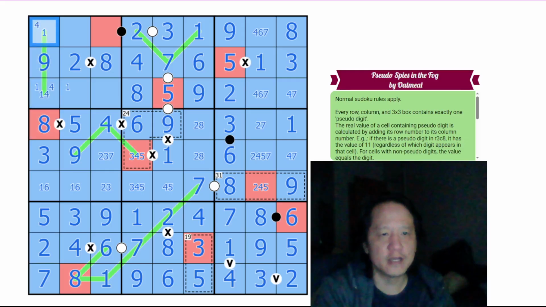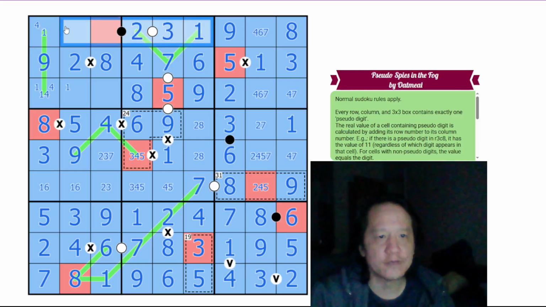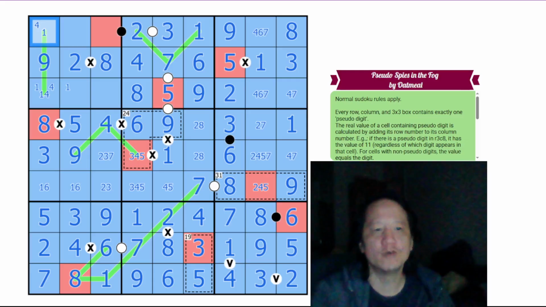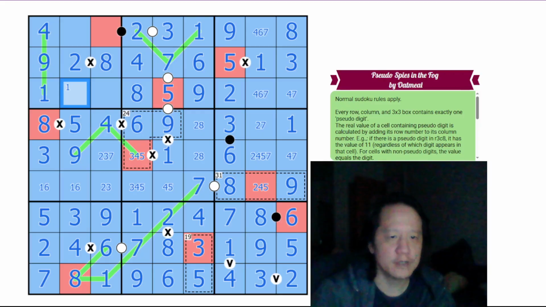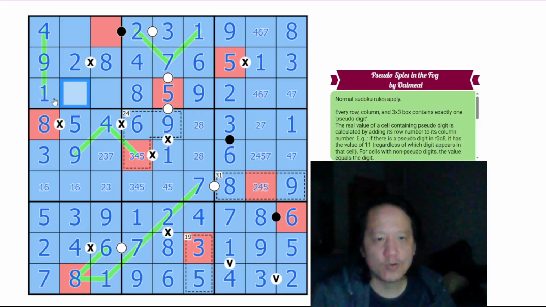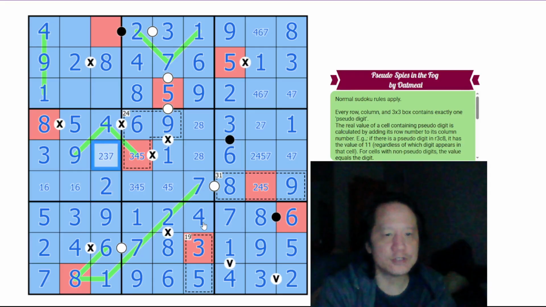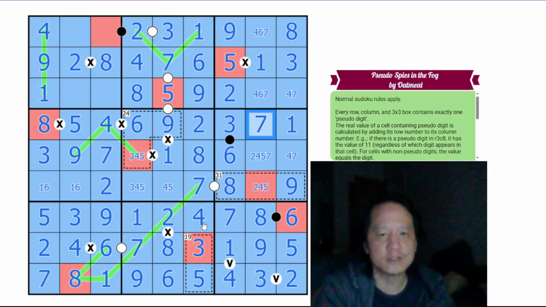Therefore, next to the 9 has to be 1 and 4, but this can't be 1 because it can't be 2 or 3. This has to be 1 or 4 next to the 9. So this can't be 1. This is 4, which makes this 1. This 3 eliminates 3 here, so it's 2, which makes this not 2 or 3. It's 7. 8 eliminates 8 here, so it's 2 and 8. 2 eliminates 2 here, so it's 7.